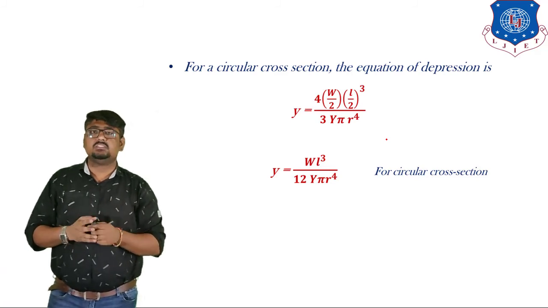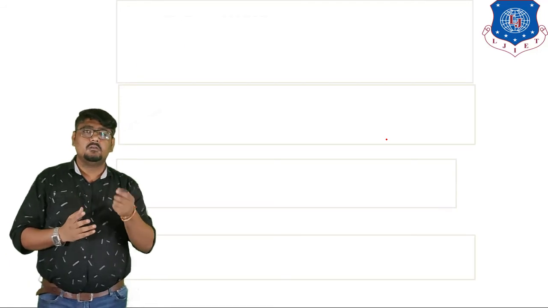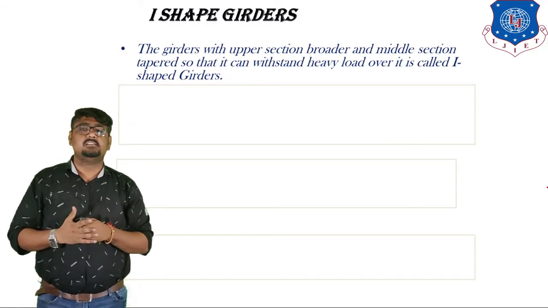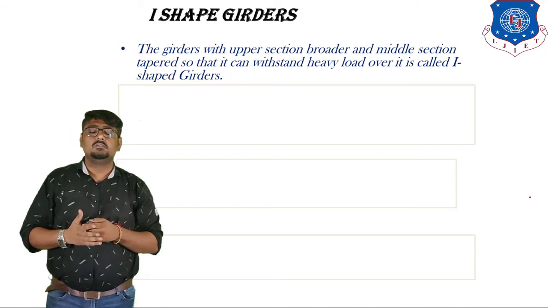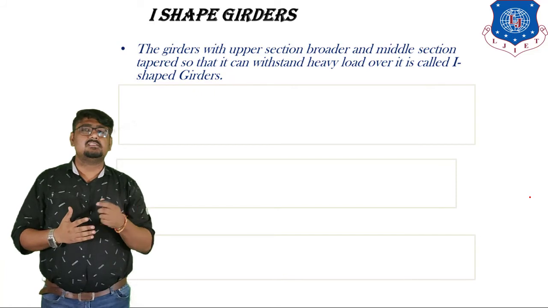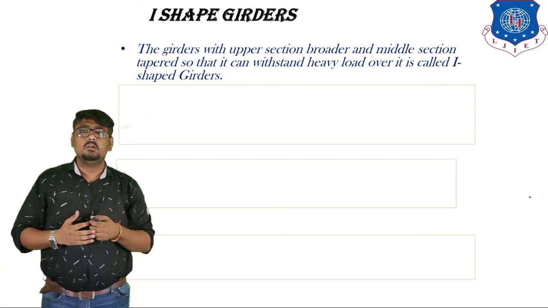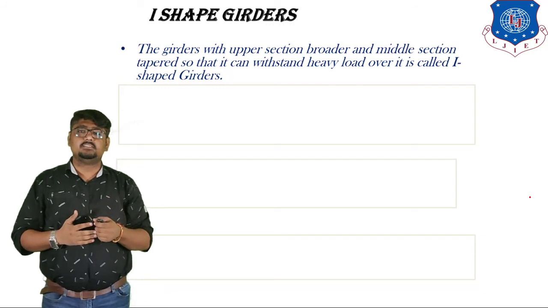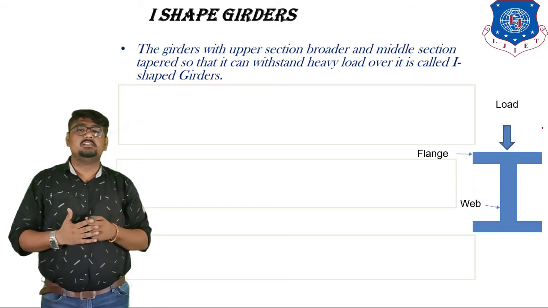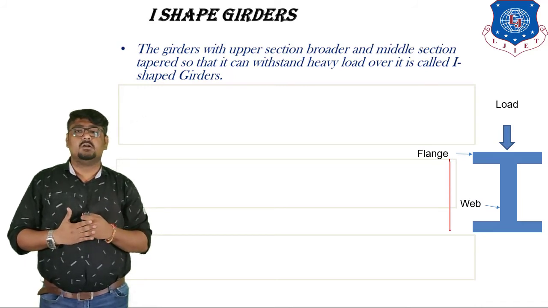Now, thinking of the section of a cantilever beam of I shape instead of rectangular, what benefits are obtained and how are the benefits obtained? Okay, so our next topic is I-shaped girders. Girders are nothing but another name for beams. So the girder with upper section broader and the middle section tapered, so that it can withstand a heavy load over it, is called an I-shaped girder.